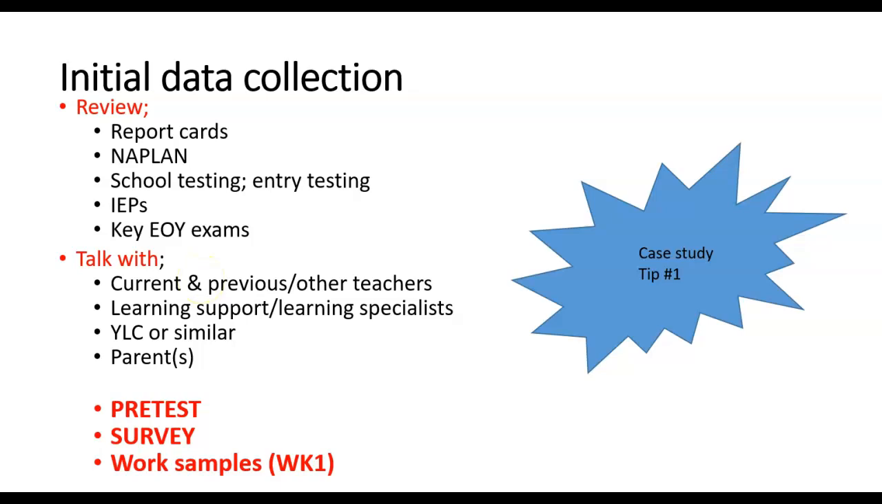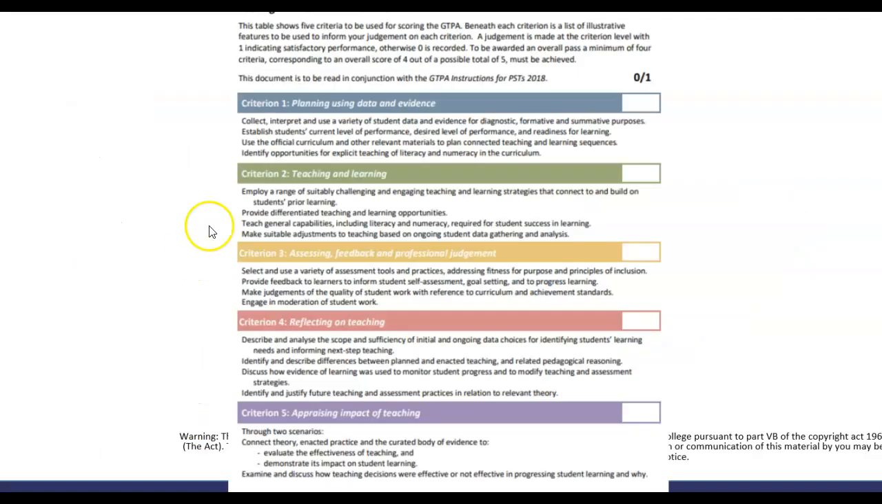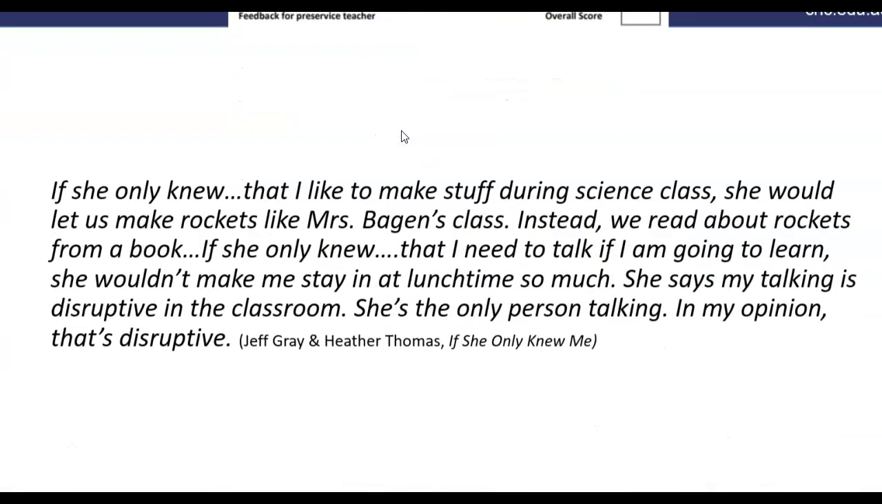Other things that have been suggested for teachers when they've got their own class is you might walk around the playground intentionally, invite students to have a chat in groups of 5 or 6, and you do that across the first 2 weeks in a lunchtime or morning tea, and you get to know them in a qualitative sense. The GTPA, first one, is planning with data and evidence. So collect, interpret, and use a variety of student data. Well, that's your first thing. So there's some of the connections that you'll have.